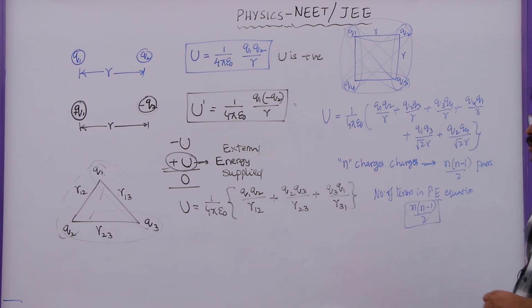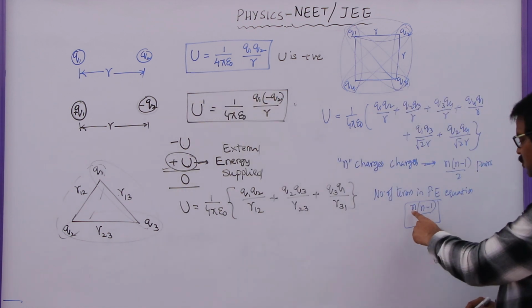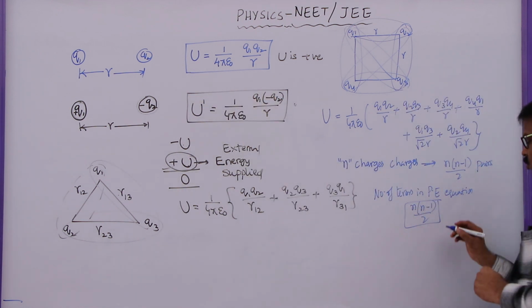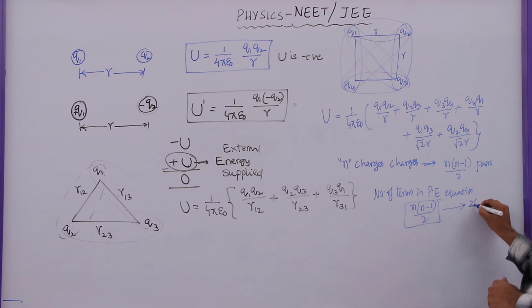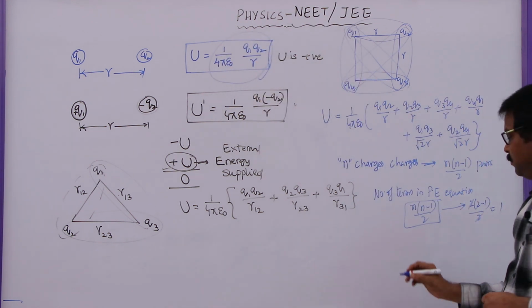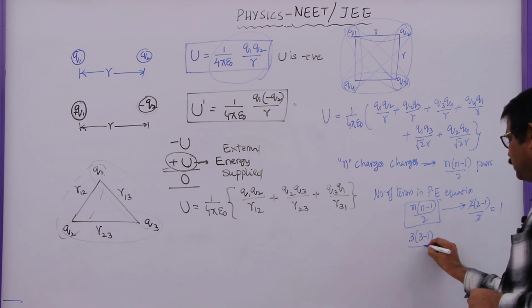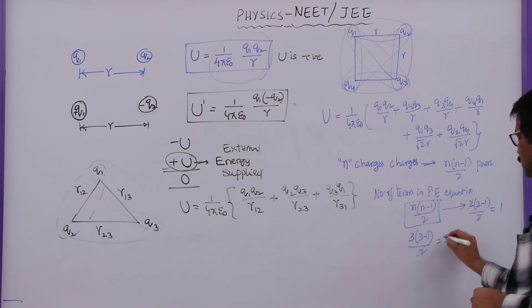Now based on this, let me check the first case. When there are 2 charges, this will be 2 times (2 minus 1) by 2, the 2s cancel. So that means there is only one term. If there are 3 charges, you can write 3 times (3 minus 1) by 2, which can be written as 3.